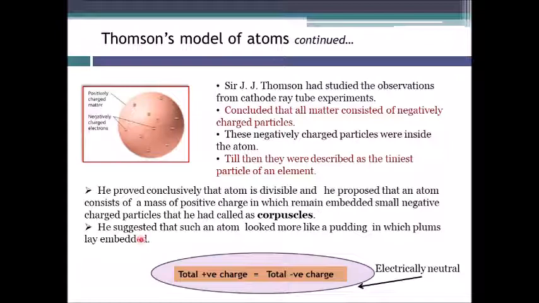He suggested that this model of the atom appears like a plum pudding, because the plums were embedded in the pudding, like the negative charges are embedded in the positive charge mass. Why did he think of this? He said, if an atom has to be electrically neutral, then the total positive charge must be equal to the total negative charge. But the question still remains, how did he conclude that there existed negative charges in the atom?